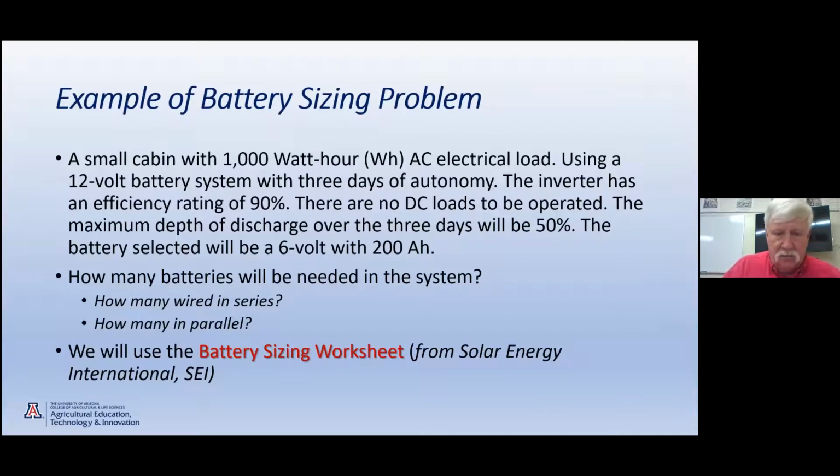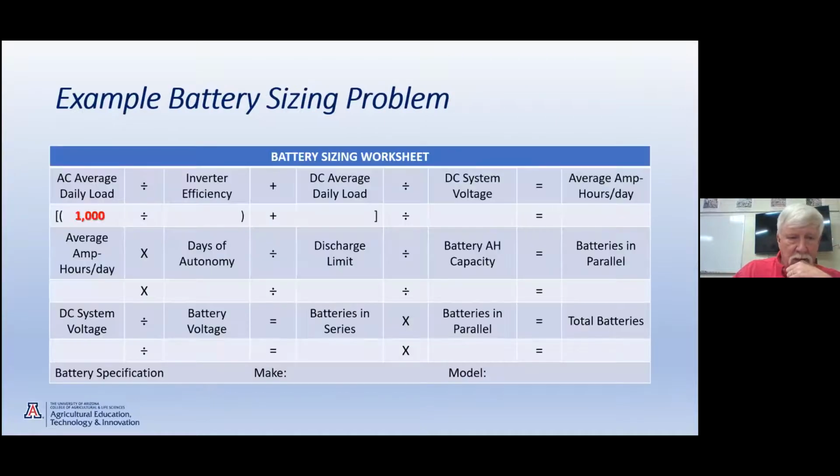We'll take this information and plug it into this chart. The one piece of information we don't have is the load, and we'll give that to you because it could have been found in an earlier worksheet. Let's say the average daily load was 1,000 watts AC. We divide that by inverter efficiency, 0.9. We don't have any DC loads to add. We divide it by our DC system voltage of 12 volts. Again, this is a small system, so the average amp hours per day is 93. That's what we're going to be using per day, 93 amp hours.